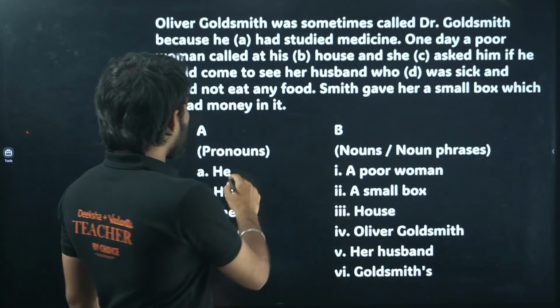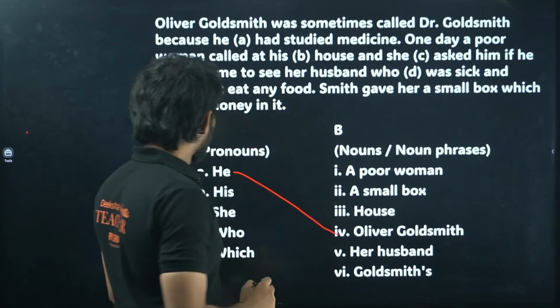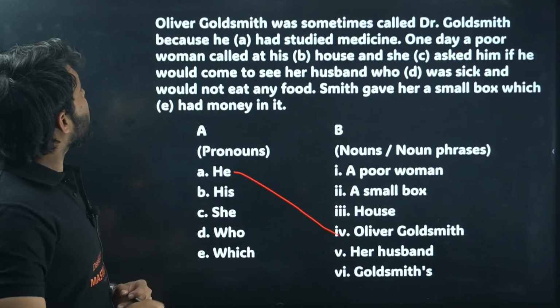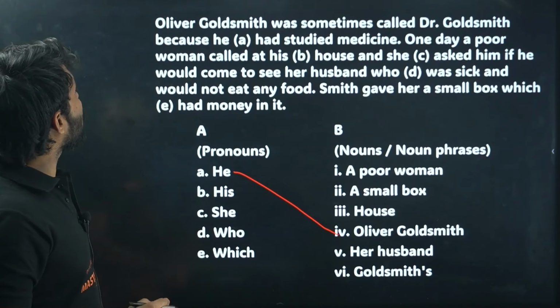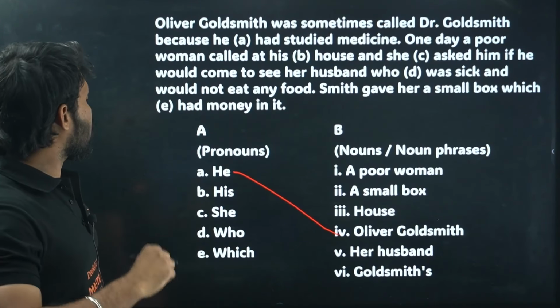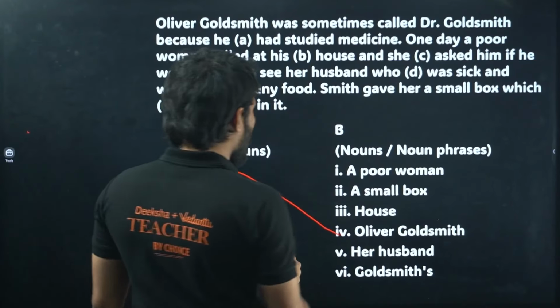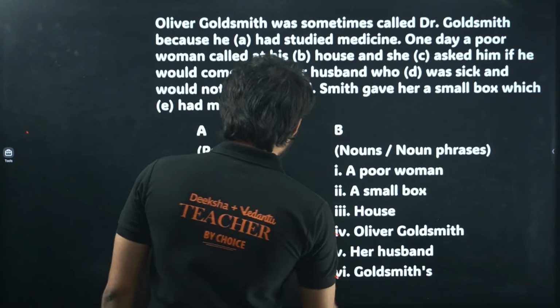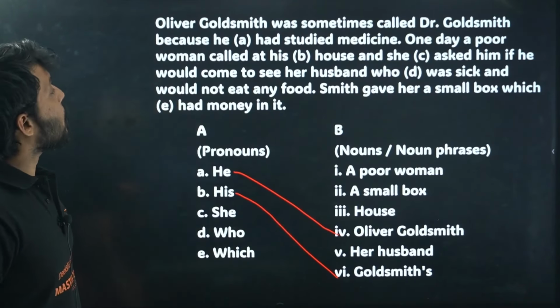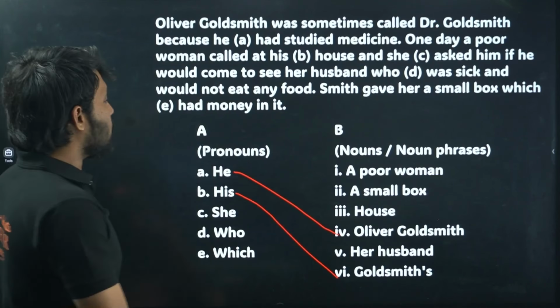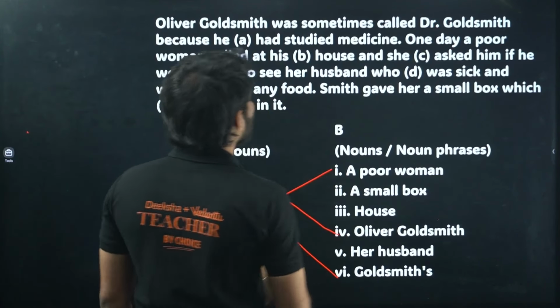Yeah. So, "he" here refers to Oliver Goldsmith. Had studied medicine. One day, a poor woman called at his house. So, whose house now? Oliver Goldsmith's. Okay, Goldsmith's house. And she, okay, she would refer to obviously the poor woman.